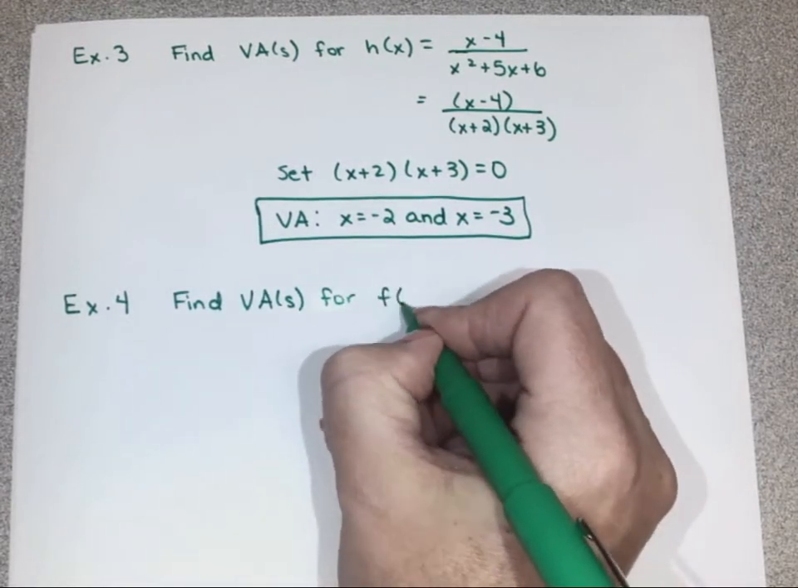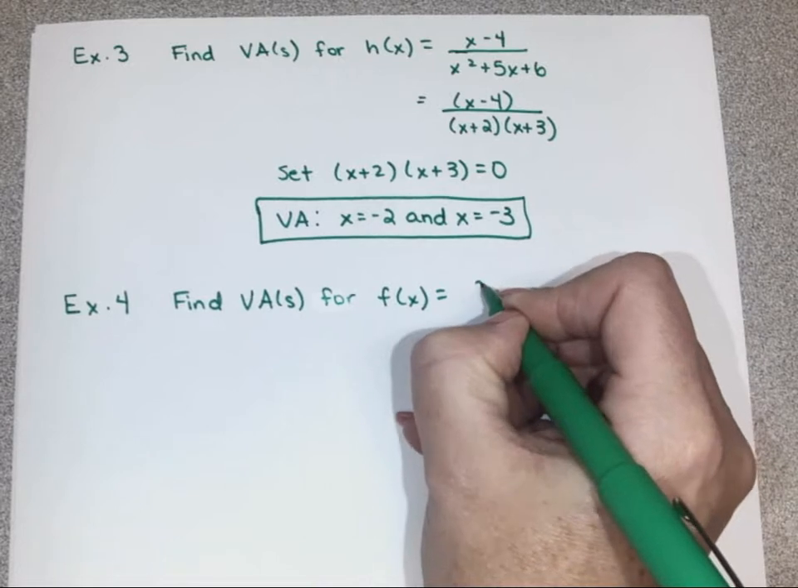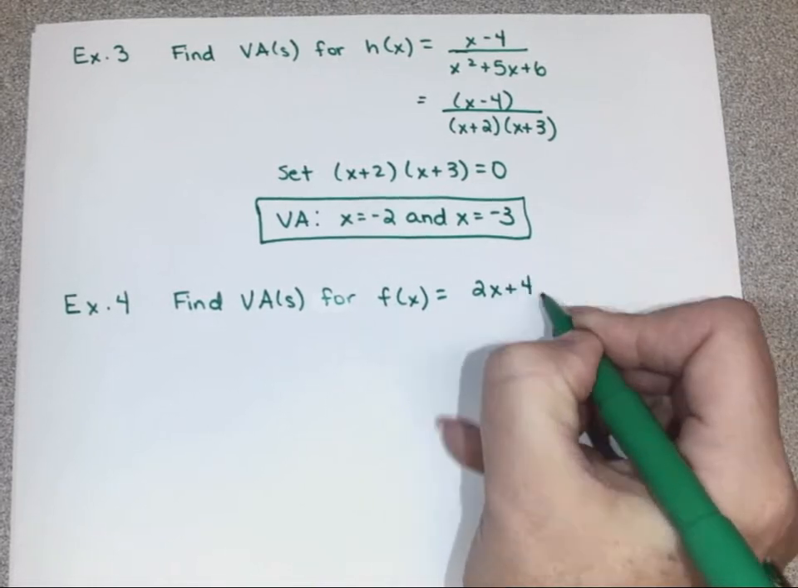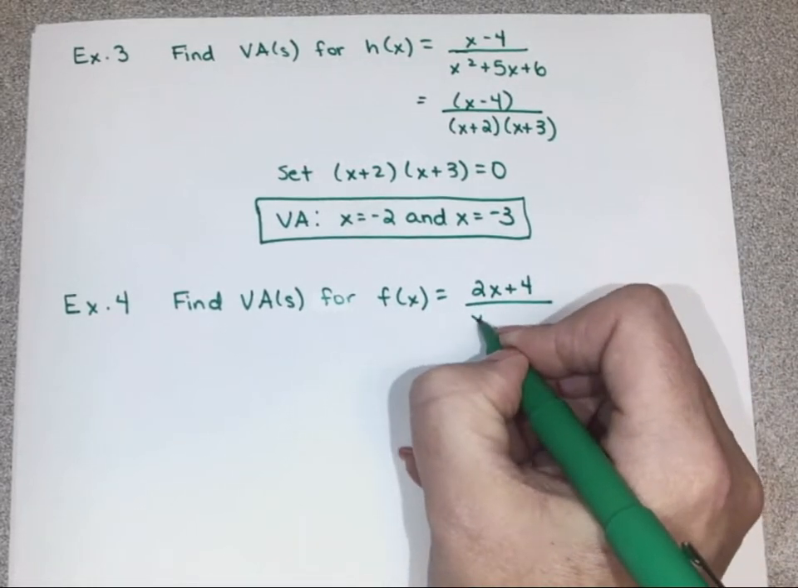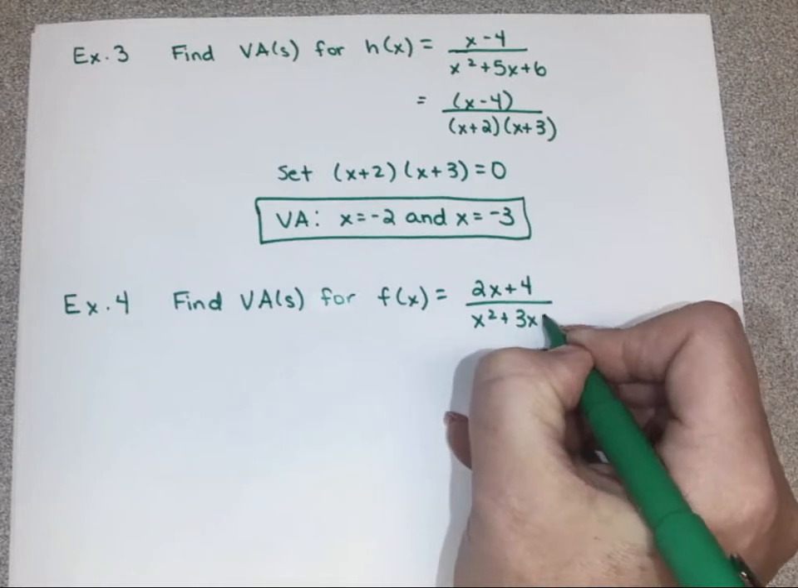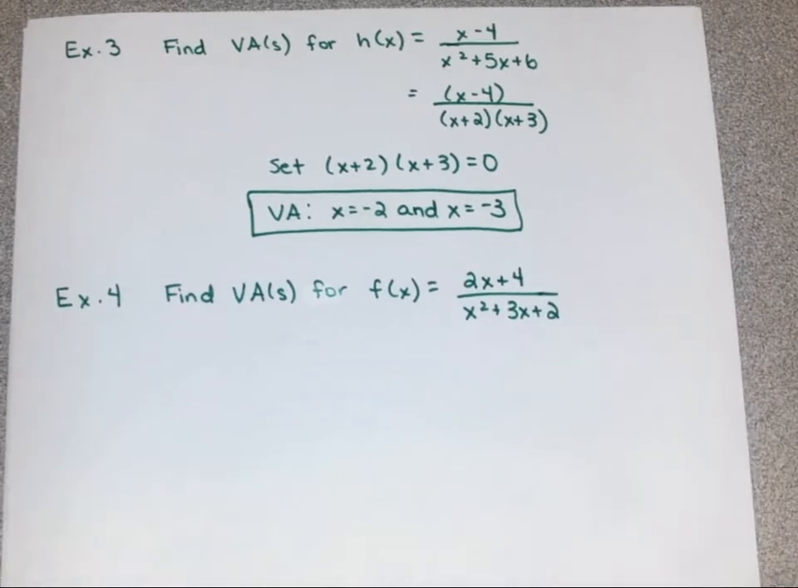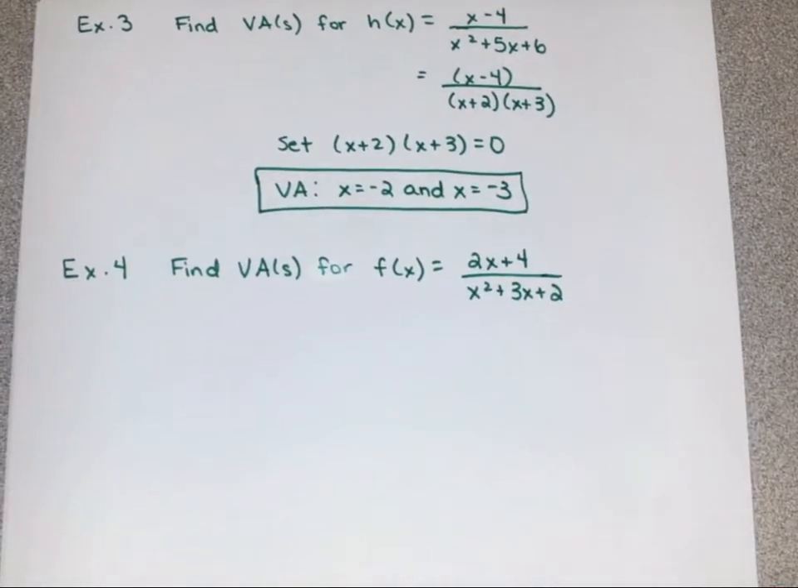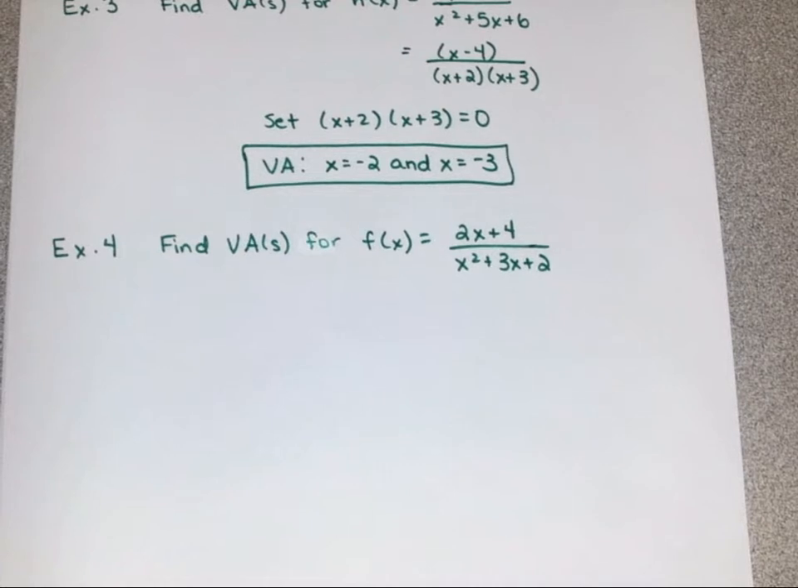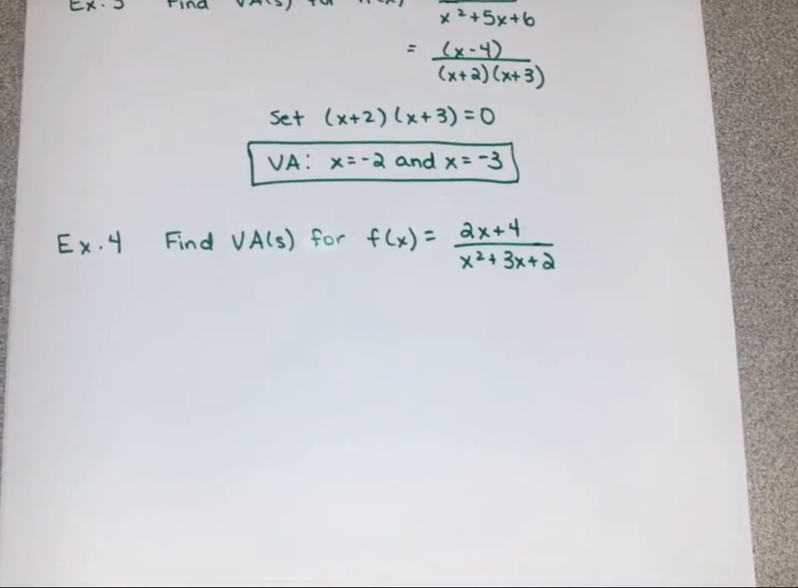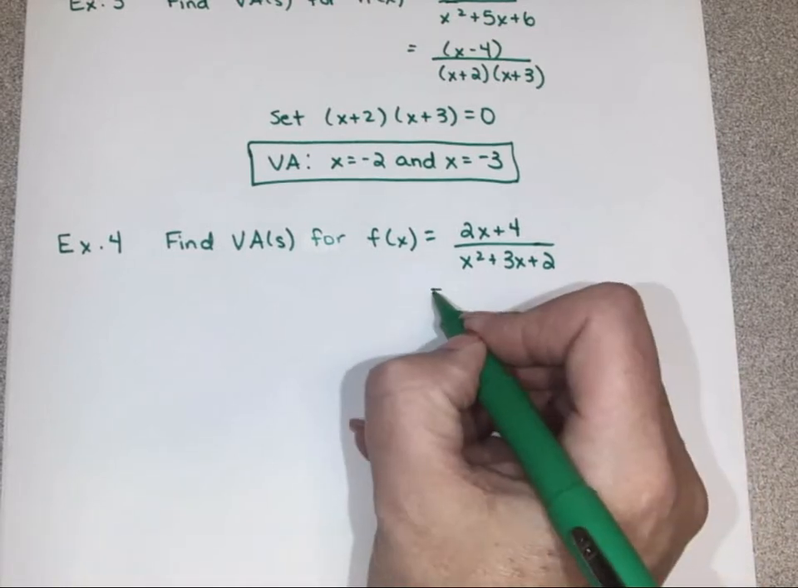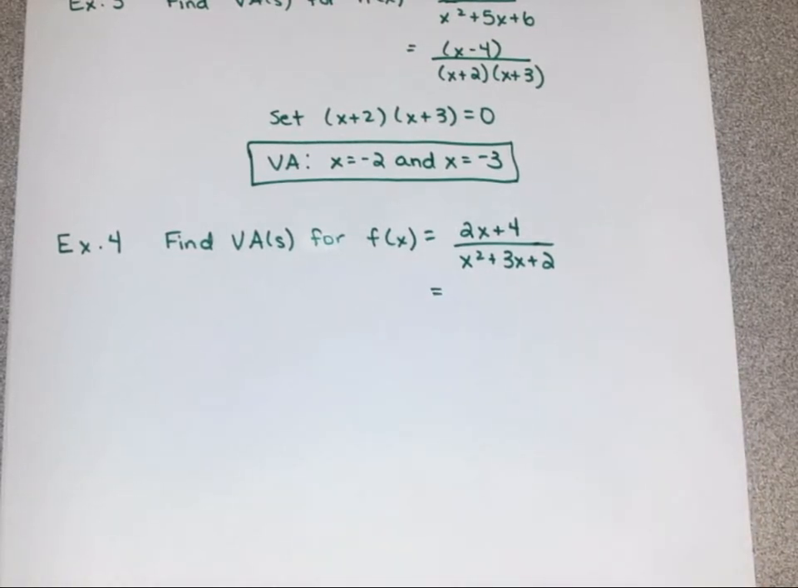For f of x equals 2x plus 4 over x squared plus 3x plus 2. So notice I'm not giving you crazy things to factor, and you'll probably notice that on your homework too, but you do have to know how to do basic factoring. That's why we cover it during the first week in review. I'm just expecting at this point in the semester that you already know how to factor both the top and the bottom, because by the way, the top will factor a bit too, right?